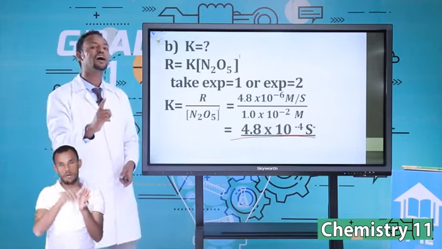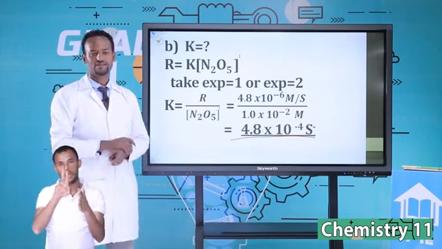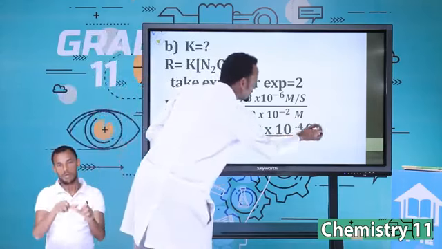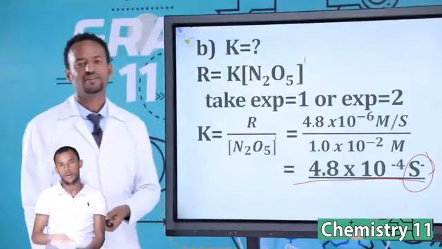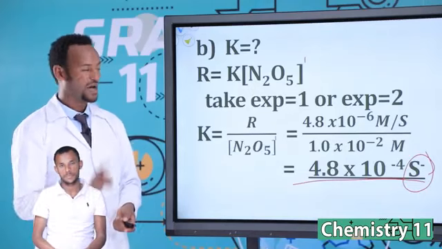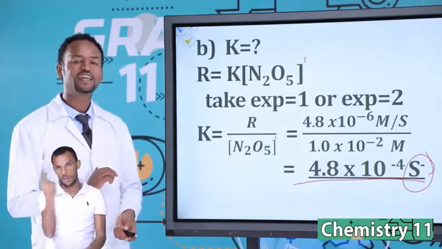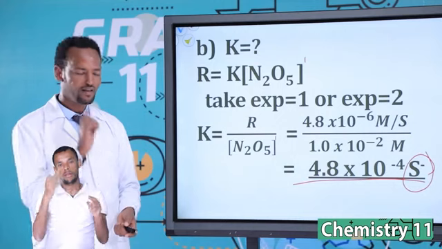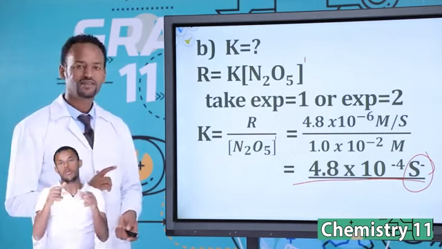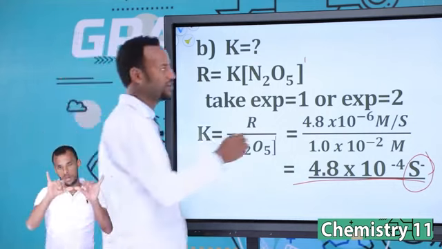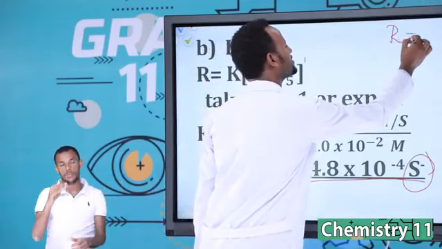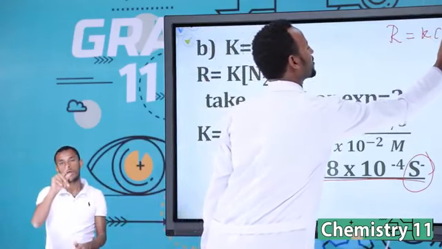The third one is, what is the unit of the rate constant? Look, what is the unit of the rate constant? Already it's known: per second. By the way, the rate constant unit is always determined by this formula. Look, rate is equal to K [A] to the power of x.